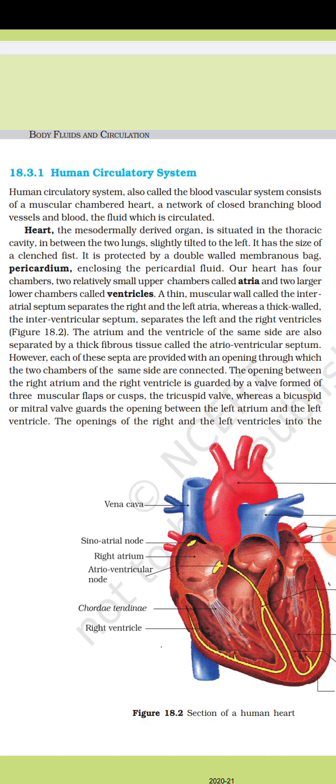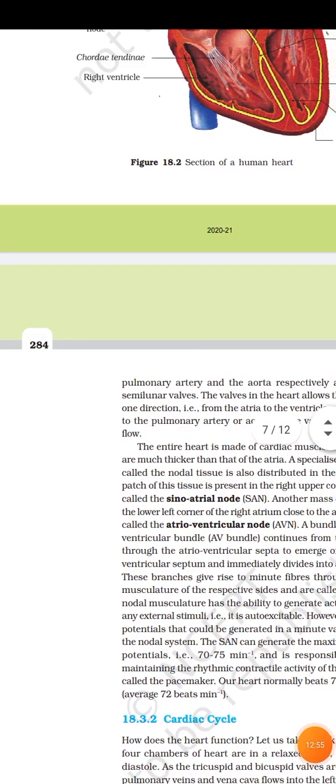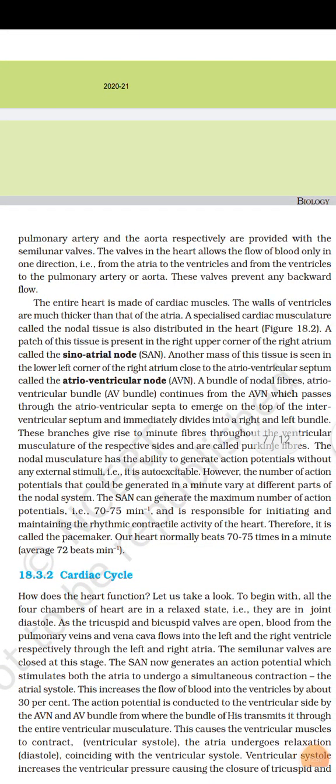However, each of these septa is provided with an opening through which the two chambers of the same side are connected. The opening between the right atrium and right ventricle is guarded by a valve formed of three muscular flaps or cusps, the tricuspid valve, whereas the bicuspid or mitral valve guards the opening between the left atrium and left ventricle. The openings of the right and left ventricles into the pulmonary artery and aorta respectively are provided with similar valves.